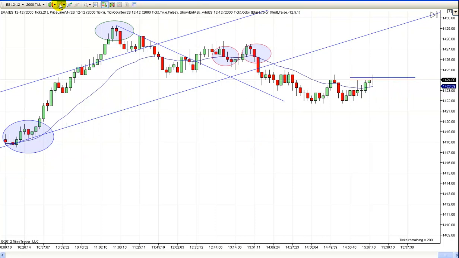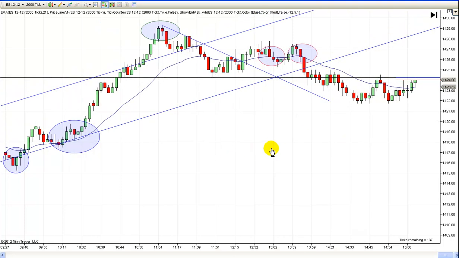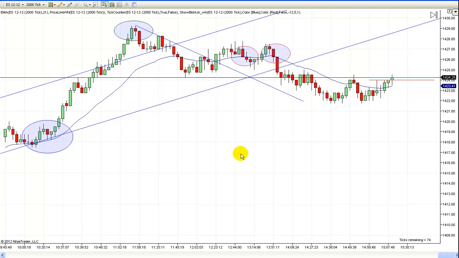And notice too, there's leg one, and then there's leg two. And so we've probably bottomed now, and that's a two-legged correction. And you got a couple of legs in here too. So hopefully you noticed that as well.